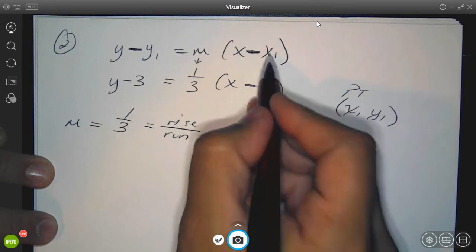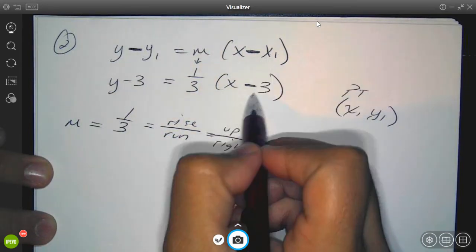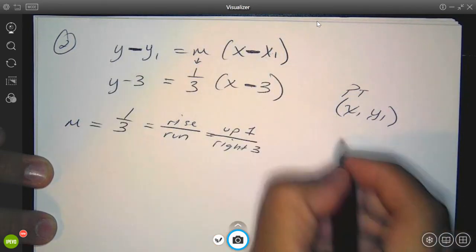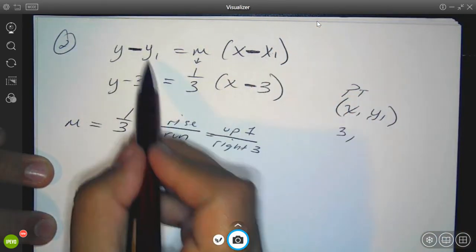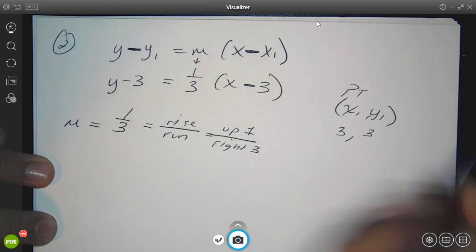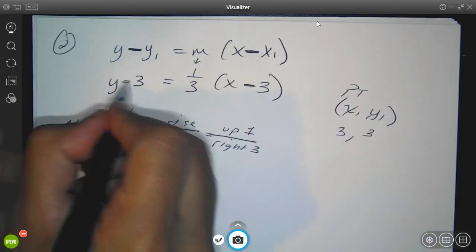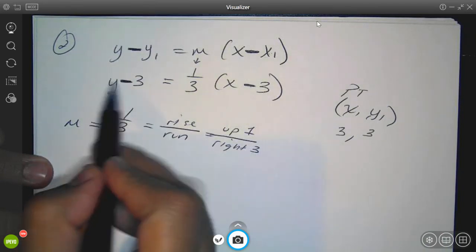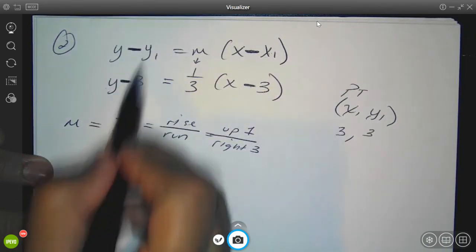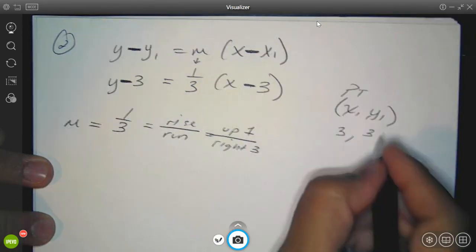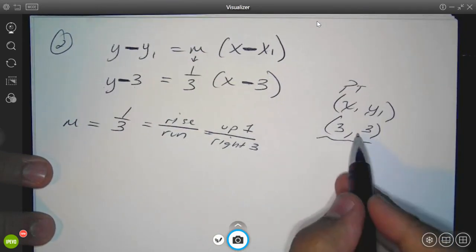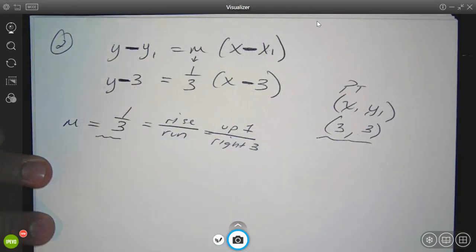This x1 here is 3. It's not negative 3 because, again, the minus has to stay. So x1 is equal to 3. My y1 is also equal to 3 because, again, I am taking what is given. Notice how it's y minus y1. Y minus, notice how that is already the same. So what is y1? Y1 turns out to be 3. There it is. There is my point. This is my slope. And now you have everything you need to be able to graph.